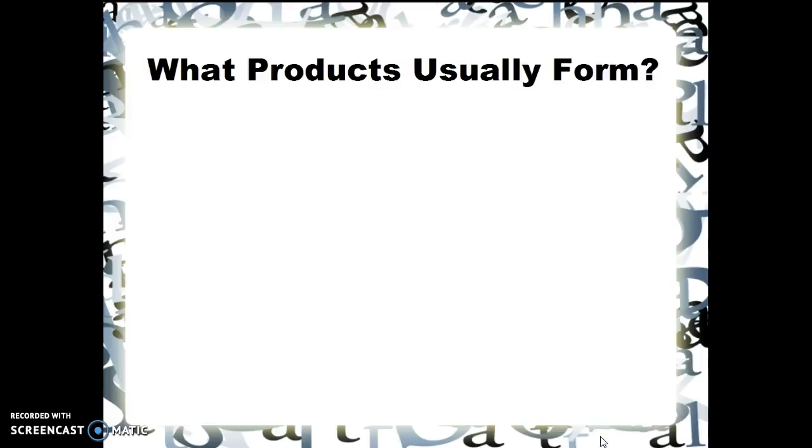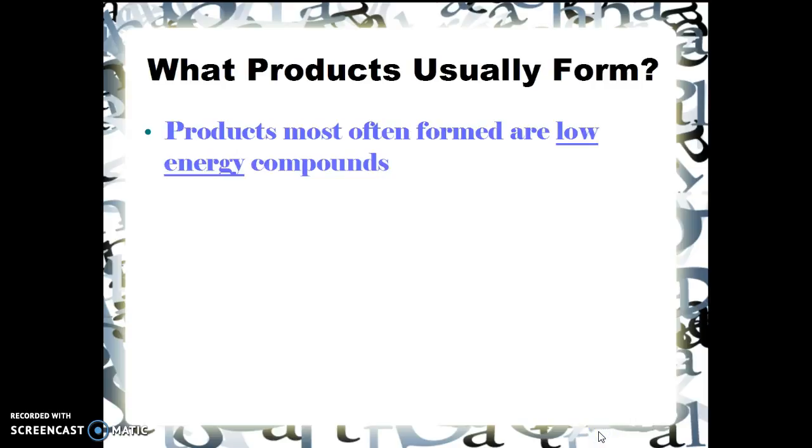Now, what products usually form in a chemical reaction? The answer is the products most often formed are low energy compounds, because energy tends to run downhill in both physics and chemistry. Carbon dioxide and water are often products of chemical reactions. And so if there's carbon and oxygen in the reactants, you very likely will have carbon dioxide in the product. If there's hydrogen and oxygen in the reactants, you'll probably have water as a product.